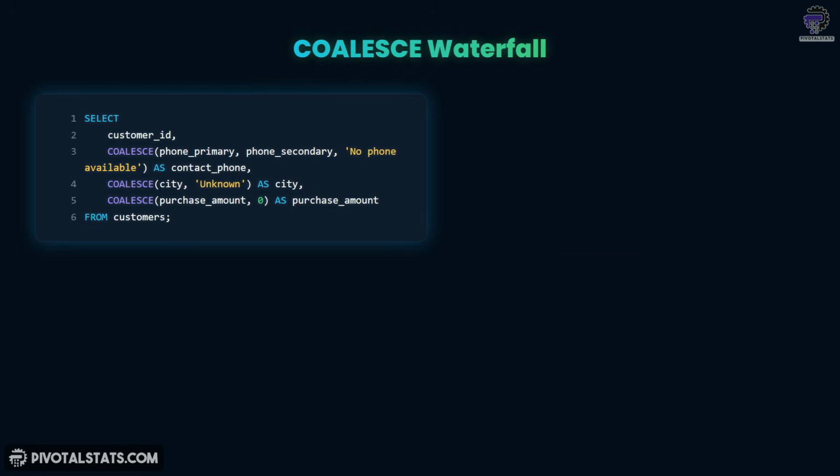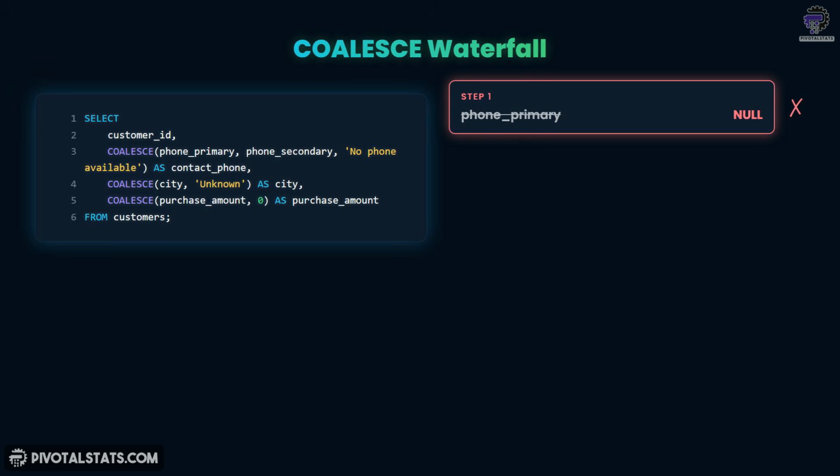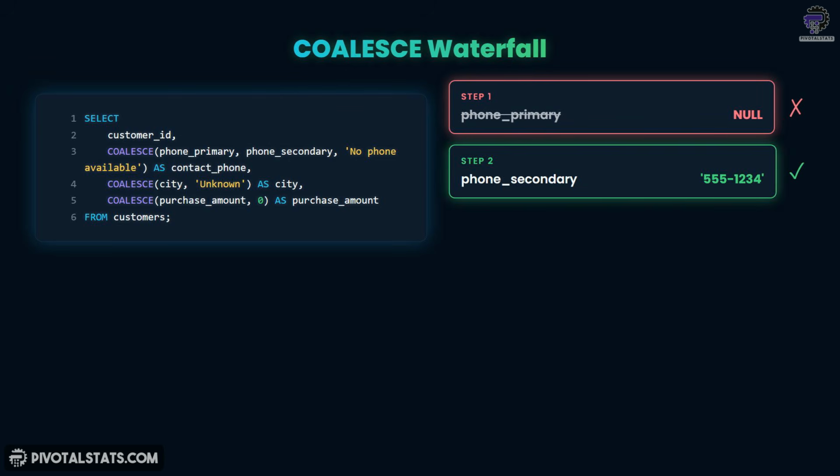COALESCE takes any number of arguments and returns the first one that is not null. In this query, we are building a contact phone column. Try phone primary first. If that's null, try phone secondary. If that's also null, fall back to the string 'no phone available'.